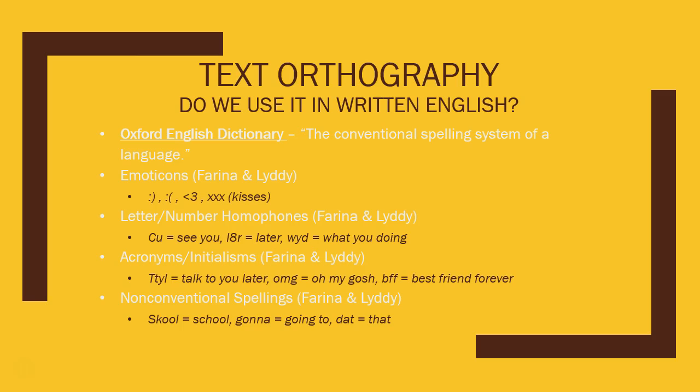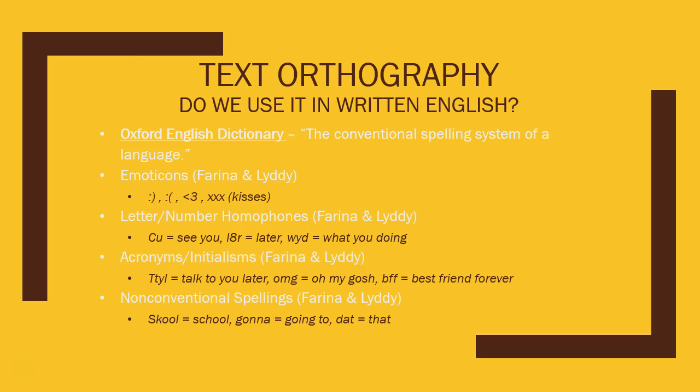Text orthography, do we use it in written English? The Oxford English Language Dictionary defines orthography as the conventional spelling system of a language. Types of orthography can include emoticons, which could be adding a smiley face or putting X's to represent kisses.